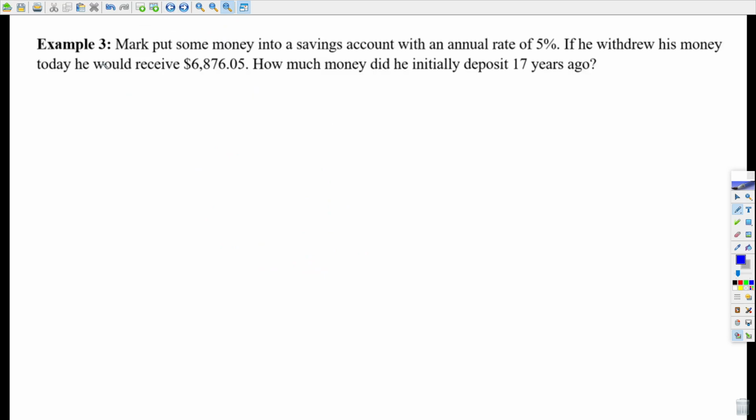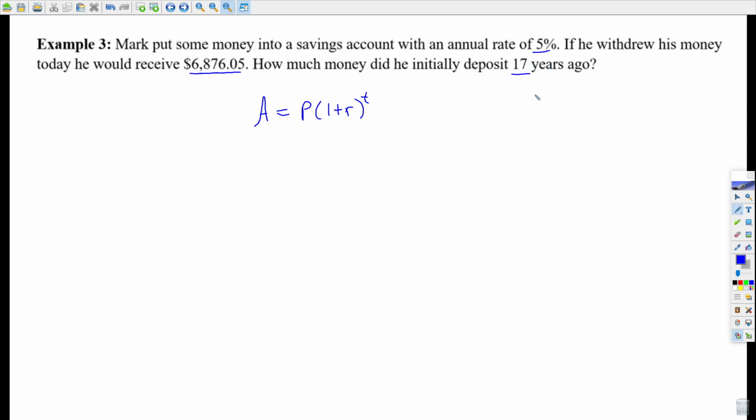We're going to do one more. Example 3. Mark puts some money into a savings account with an annual rate of 5%. If he withdrew his money today, he would receive $6,876.05. How much money did he initially deposit 17 years ago? Okay, so let's go through our formula. A equals P times (1 plus R) to the T power here. And what do we have?